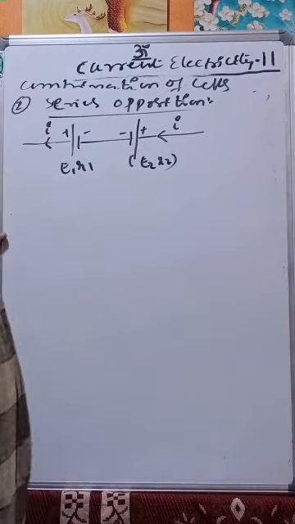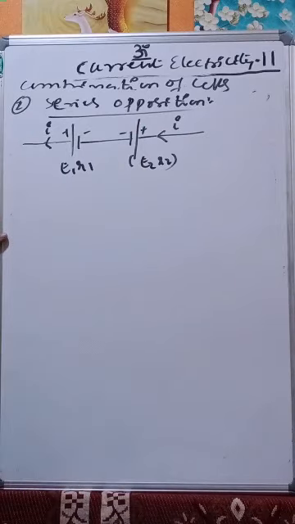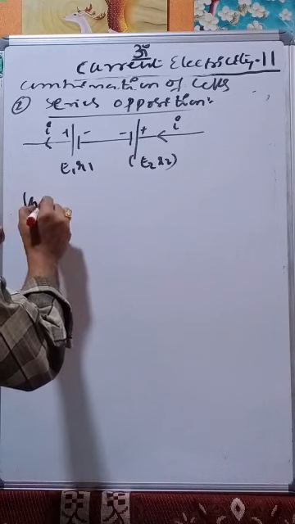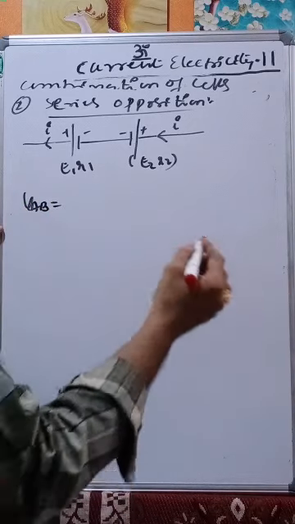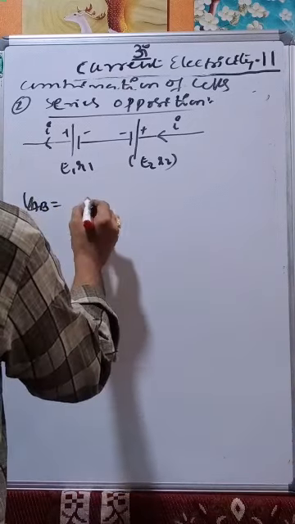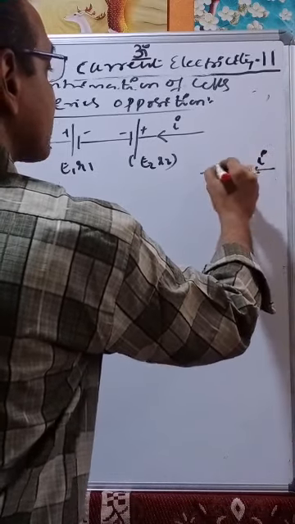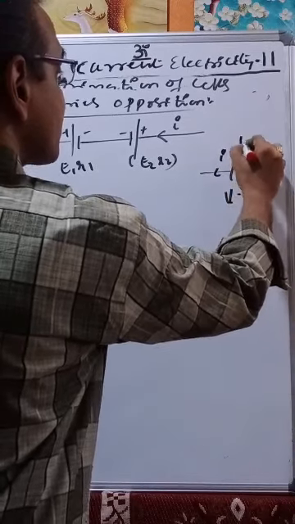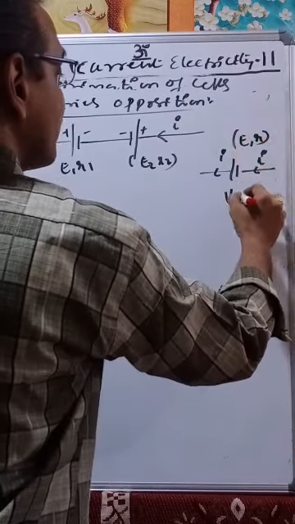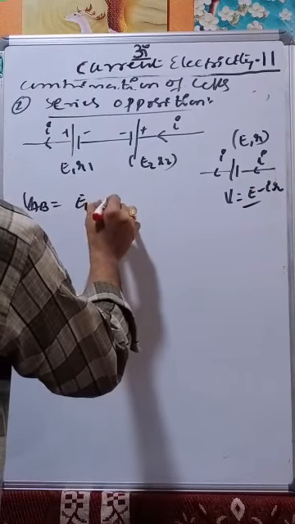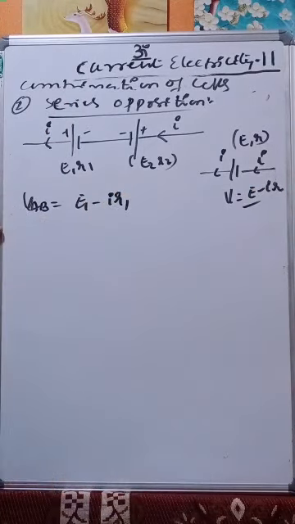Okay, E1 R1, E2 R2. Current is flowing like this. Then what is VAB? VAB is equal to, same case, current like this. V is equal to E minus IR. See, current is flowing like this, then V is, this is E and R, then V is equal to E minus IR only. Therefore, VAB is equal to E1 minus IR1.